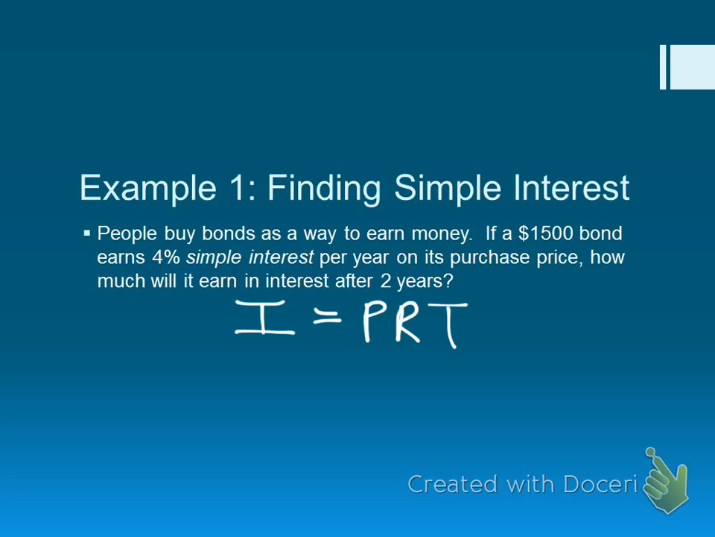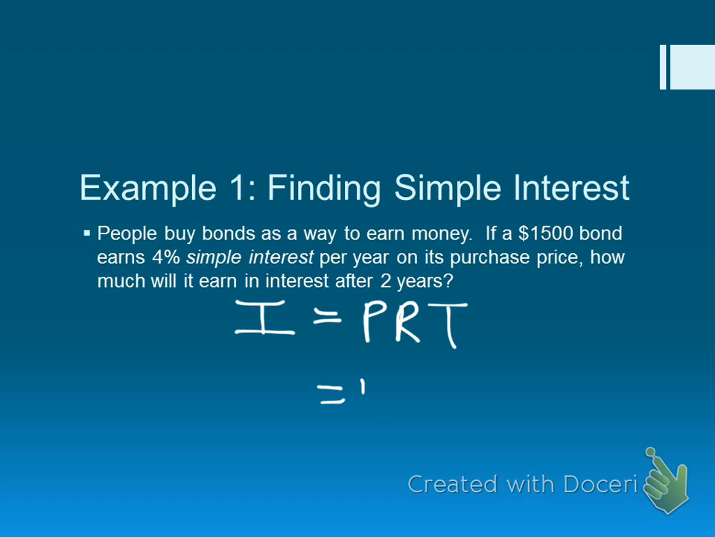You don't have to write down all the words. Write down your original formula. And now we have to figure out where the numbers go. What are they substituted in for into the formula? So if you are depositing or investing $1,500 into the bond, that's going to be your principal amount. Your principal amount is always what you put into the account. All right, so your principal is $1,500.